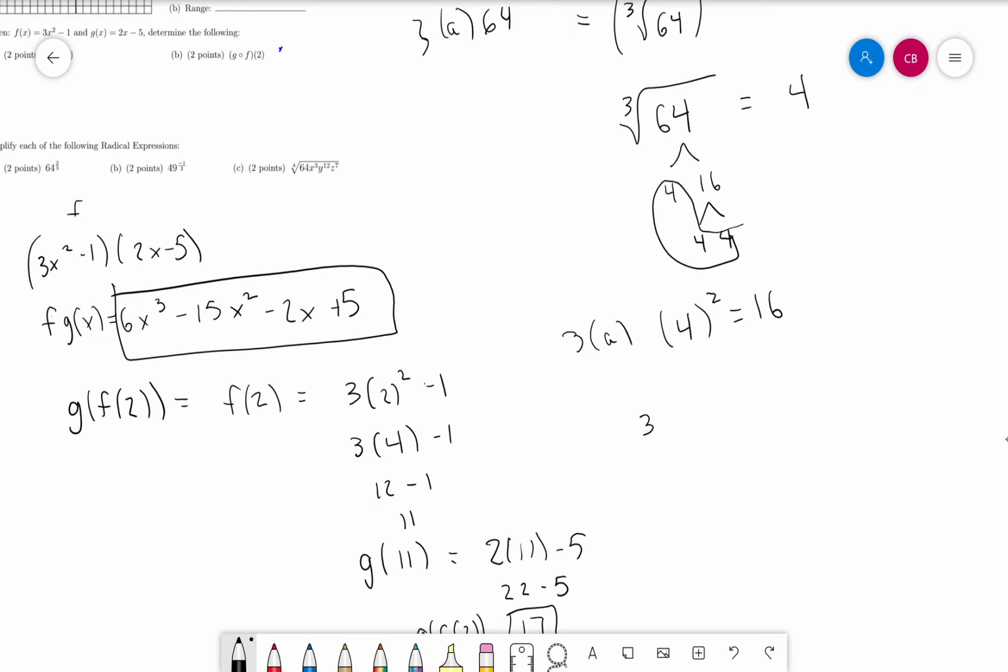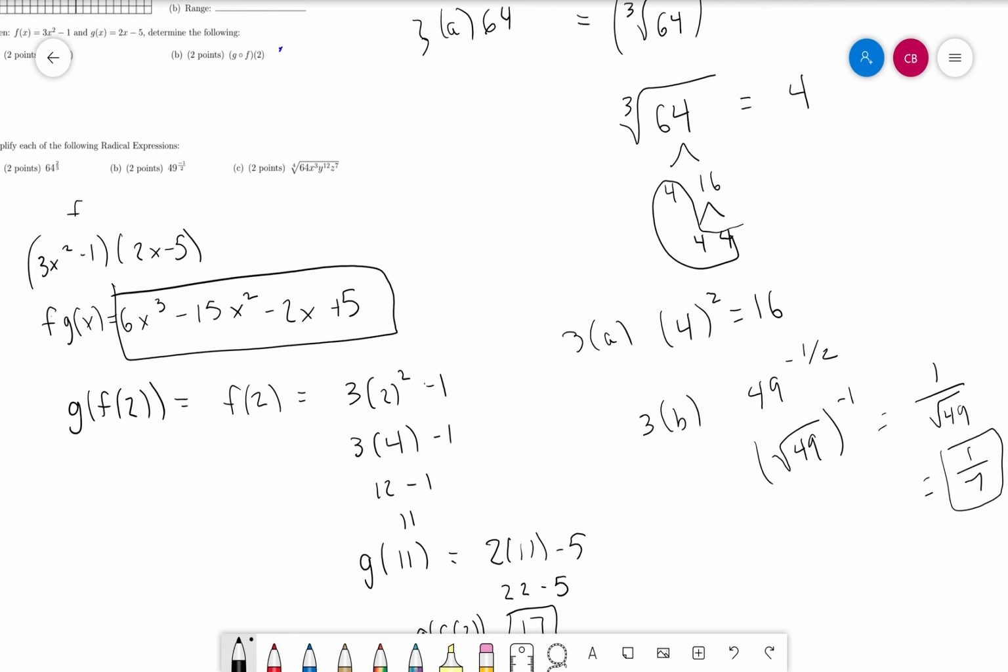The next one we have is the square root of 49. So we're looking at 3B, which is 49 to the negative 1/2 power, which can be written as the square root of 49 to the negative 1 power, which is equal to 1 over the square root of 49, which is equal to 1 over 7, and therefore that would be your answer for that one.